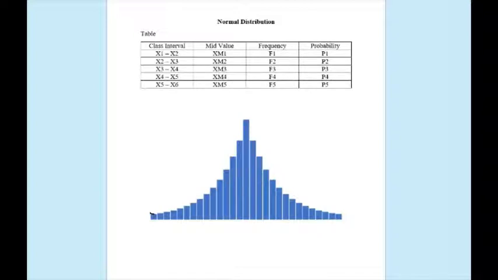Dear students, in this video we will learn about the normal distribution. Let us suppose we have a table, an ordinary table with class interval, mid value, frequency and with the probabilities. Usually we get tables with class interval, mid value and frequencies, but you can find out the probabilities from the given frequency distribution as well.